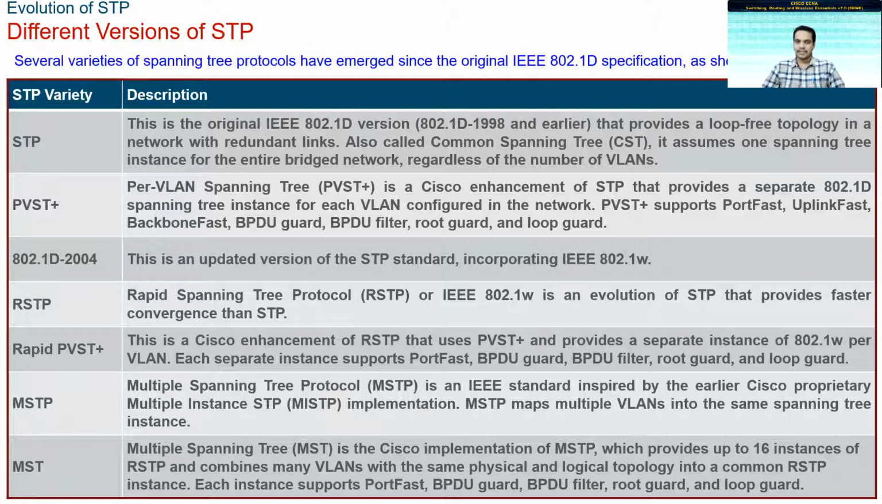The remaining two are MSTP and MST. MSTP stands for Multiple Spanning Tree Protocol, which is once again an IEEE standard, inspired by Cisco's proprietary Multiple Instance STP, which is the MISTP implementation. The last is MST, Multiple Spanning Tree, which is Cisco's implementation of MSTP. It can provide up to 16 instances of RSTP and combines many VLANs with the same physical and logical topology into a common RSTP instance. We call it Multiple Spanning Tree, MST.